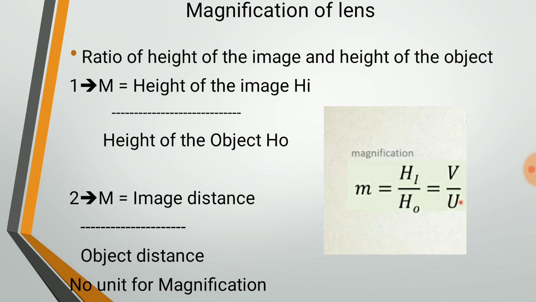So the first expression is m is equal to the height of the image, denoted as hi, divided by the height of the object, denoted as ho. The second expression is m is equal to the image distance, that is v, divided by the object distance, that is u, v by u. So there is no unit for magnification, as both are of the same quantities, and both cancel out each other. So there is no unit for magnification.